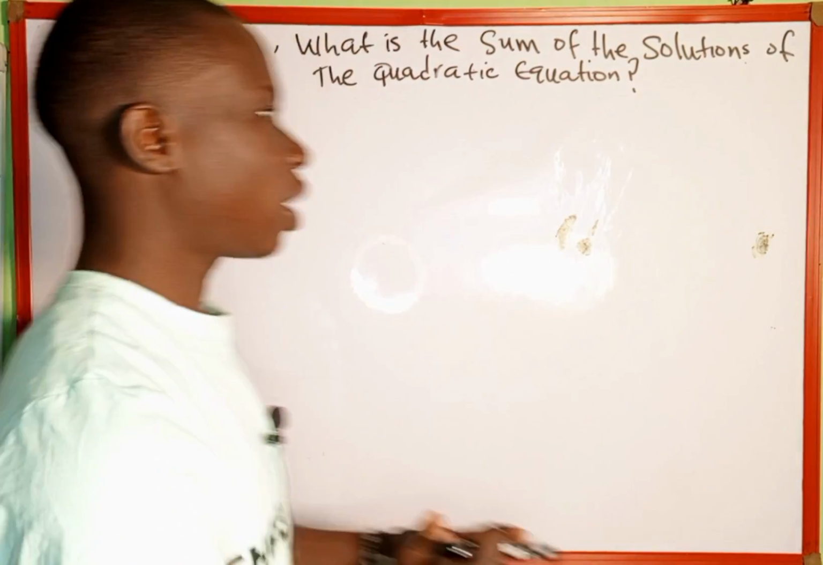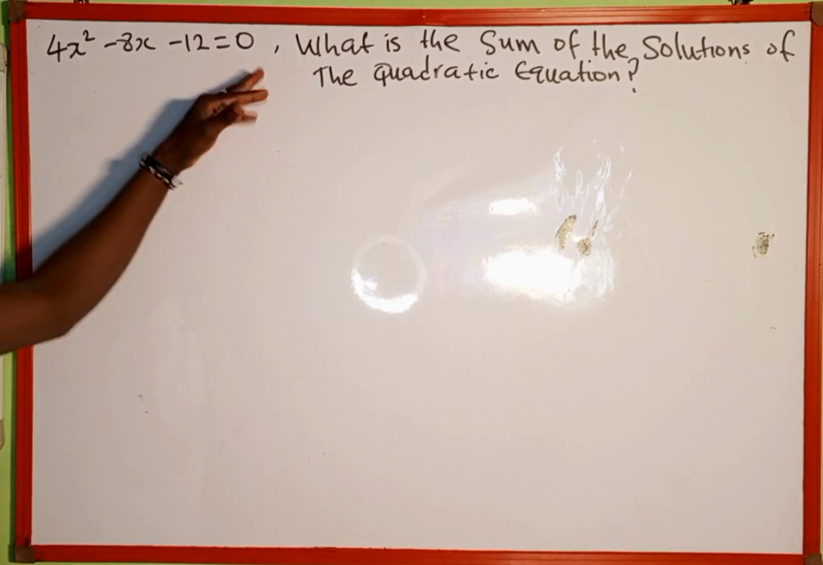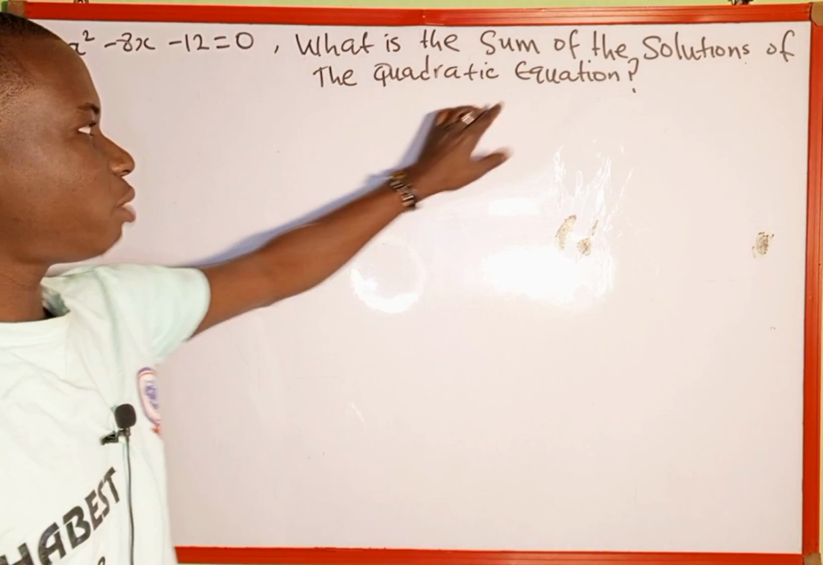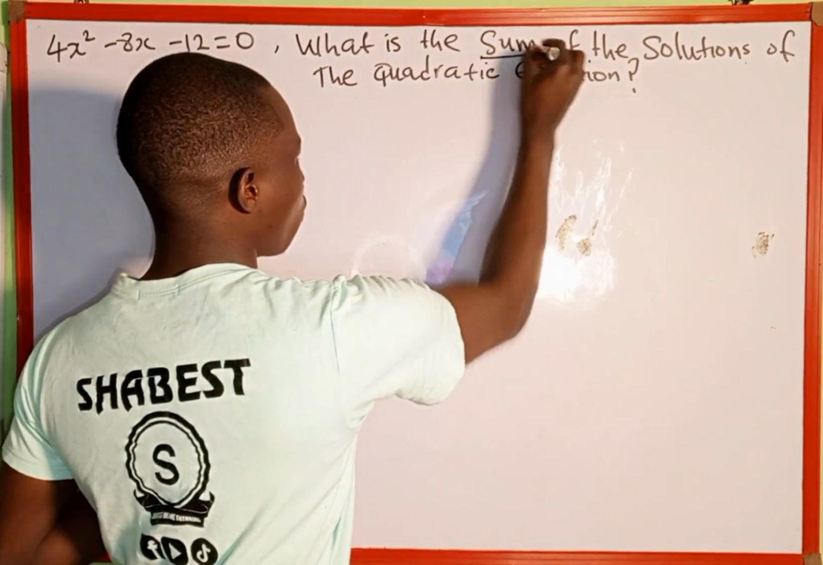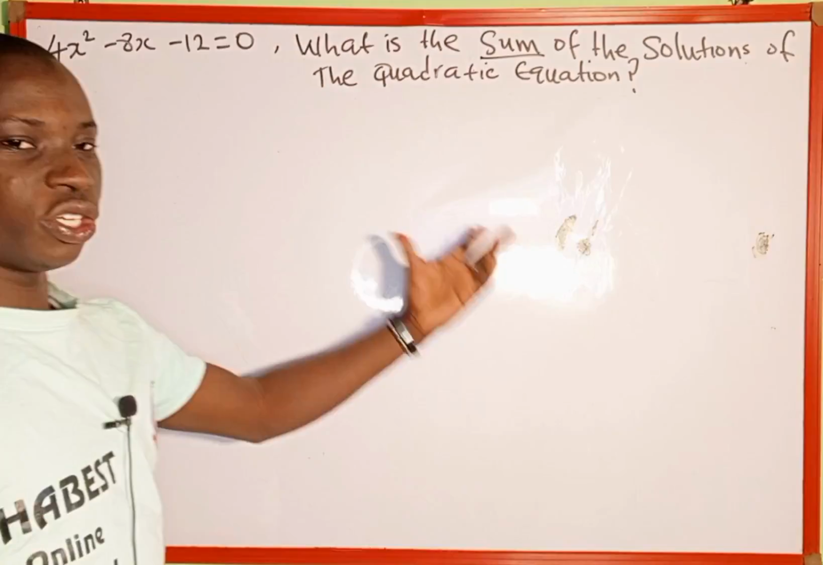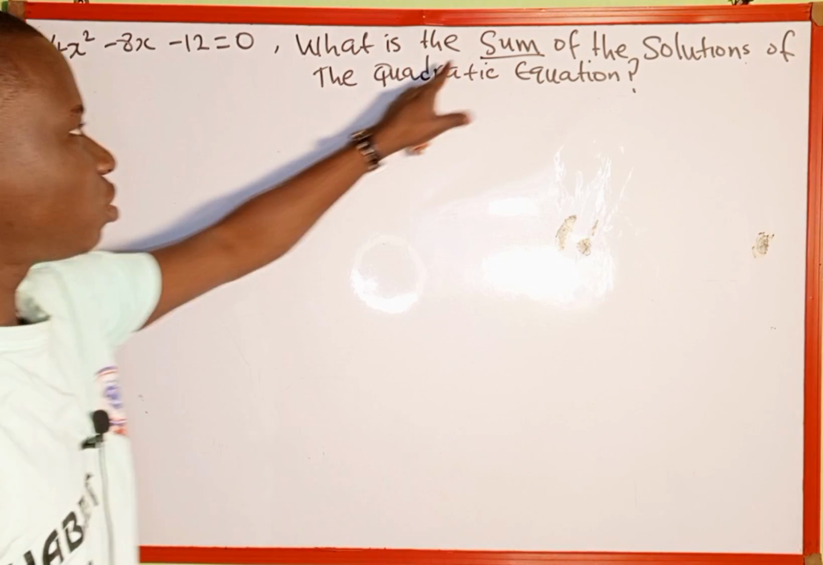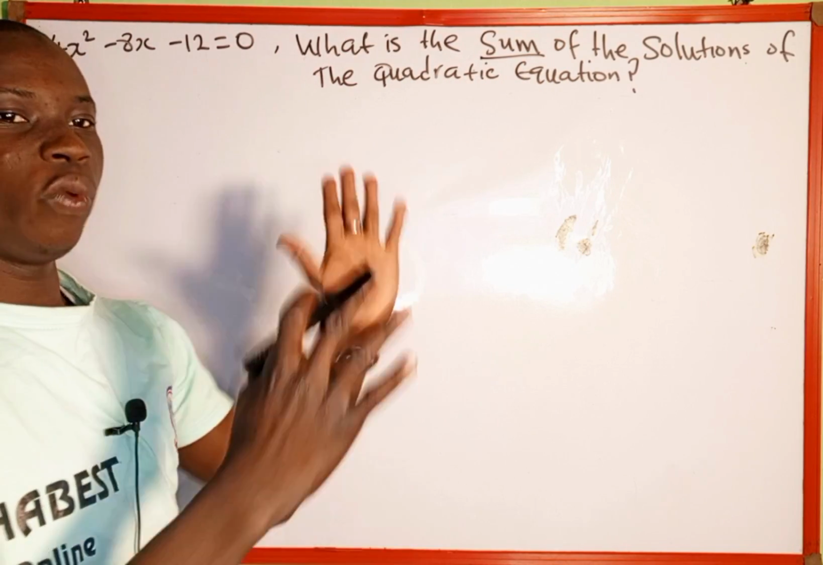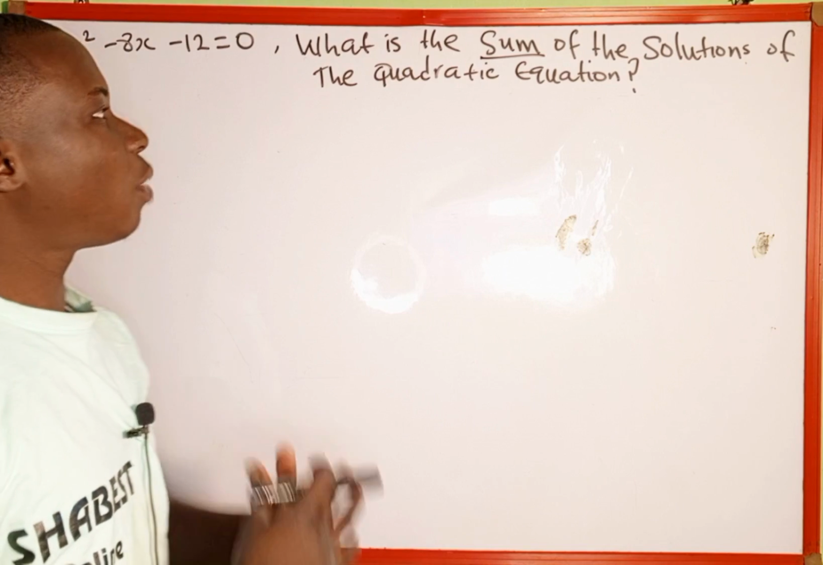In today's tutorial, we're given this quadratic equation: 4x squared minus 8x minus 12 is equal to 0. Then what is the sum of the solutions of the quadratic equation? So the first thing we're going to do, underline this "sum". In a quadratic equation, you must have two values of x that will satisfy the equation, and the question says we should find the sum of the solutions. So when we get those two values of x, we add them together. Sum meaning addition, we add them together, and that is going to be our answer.